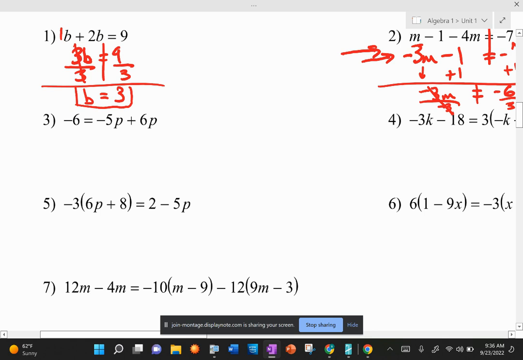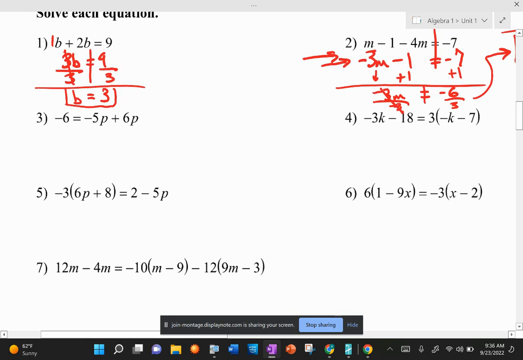Yeah, do number 3. And then we'll come together and finish this out. For number 3, if you're writing it down, you've got -6 equals -5p plus 6p.